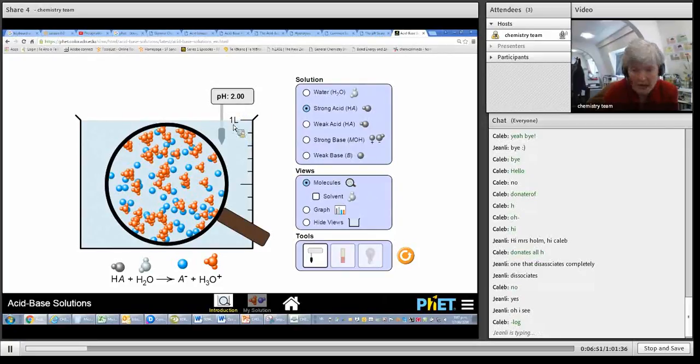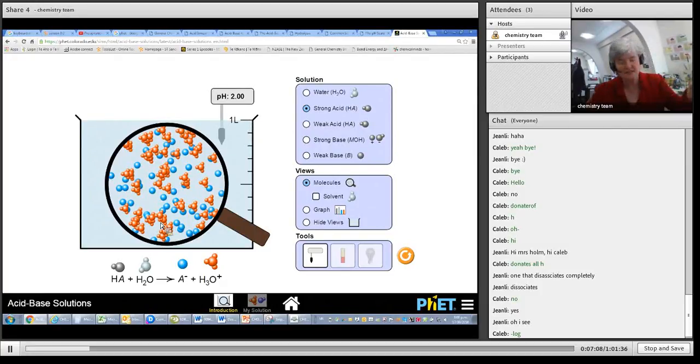Negative log of the hydronium ion concentration. Correct. Okay, so the more hydronium ions present, because it's a negative log, the smaller the pH. They go opposite. So the bigger one is, the smaller the negative log is. Okay.